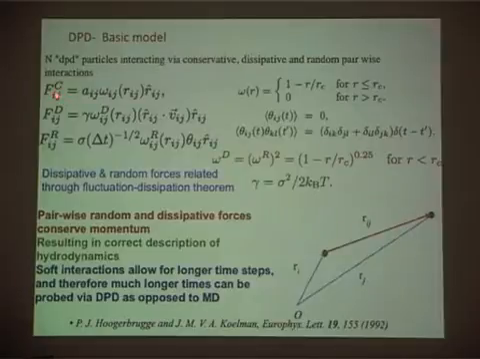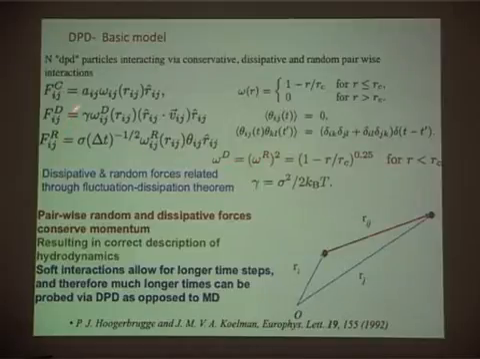So this is a conservative force, and this is the strength of the interaction, the force. And this is a function which tells you the nature of the force. So you take a soft repulsive interaction with a cutoff R_C, so it's 1 minus r by R_C, for r less than R_C, and 0 for r greater than R_C. So it's a soft repulsive interaction between particles.